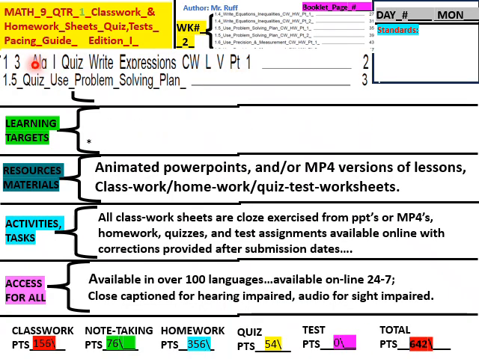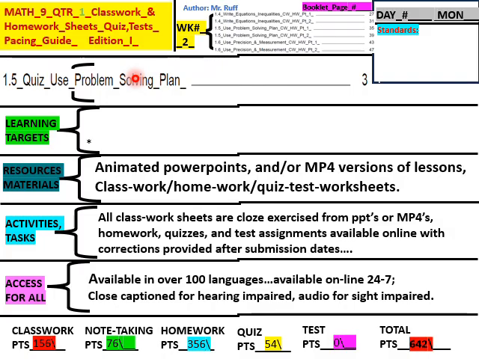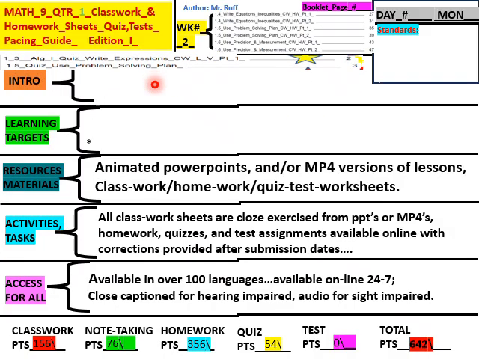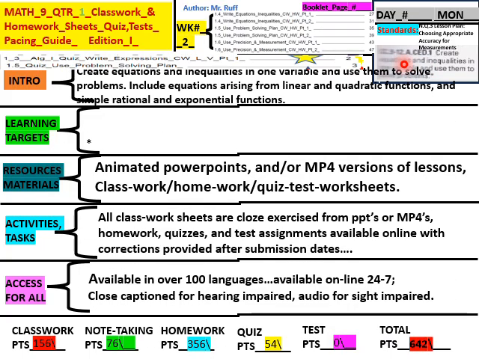And then these are your quizzes and tests here. 1.3, we have a quiz, write expressions. And we have a quiz at 1.5 about use problem-solving plan. And then our standards. So we have N.Q.3 lesson plan, which is choosing appropriate accuracy for measurements. And then we go into Common Core 9 through 12, A.CED.1, create. That comes in further down.